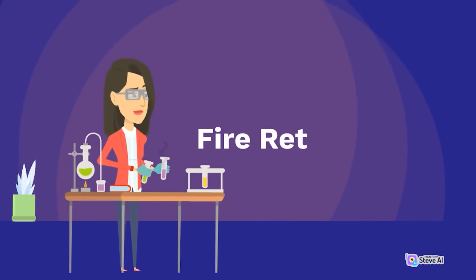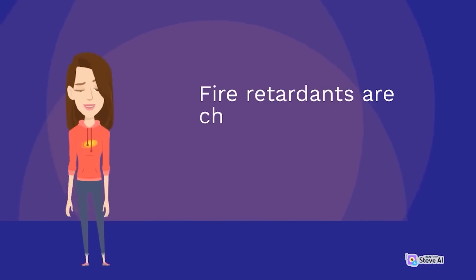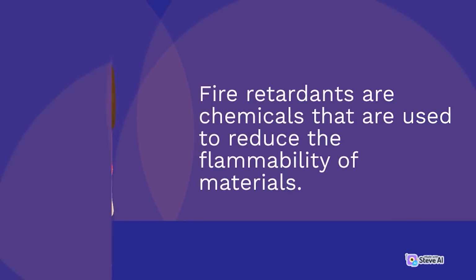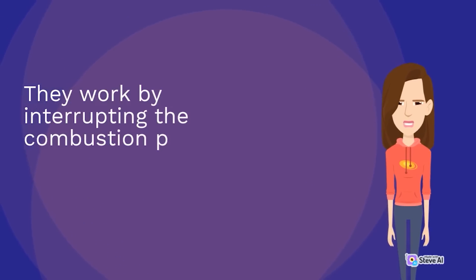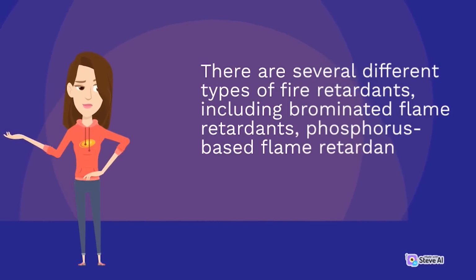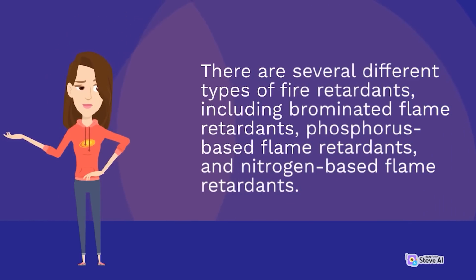Fire retardants. Fire retardants are chemicals that are used to reduce the flammability of materials. They work by interrupting the combustion process, preventing the spread of fire. There are several different types of fire retardants, including brominated flame retardants, phosphorus-based flame retardants, and nitrogen-based flame retardants.